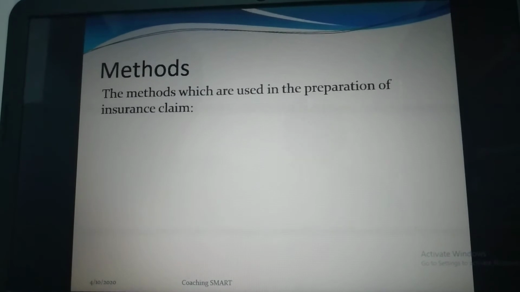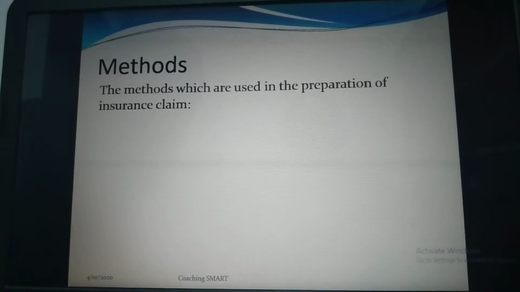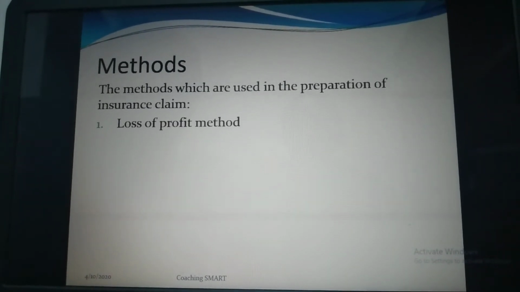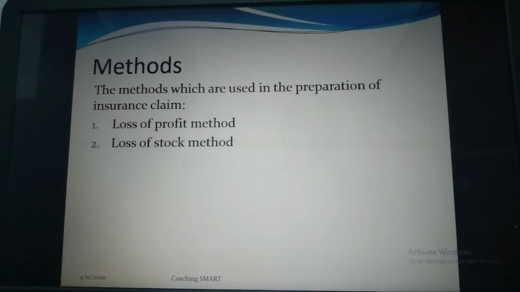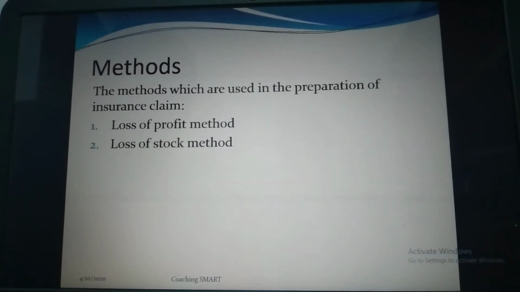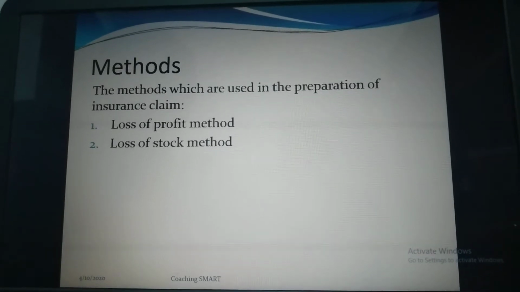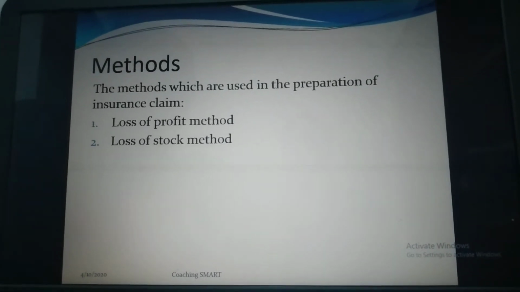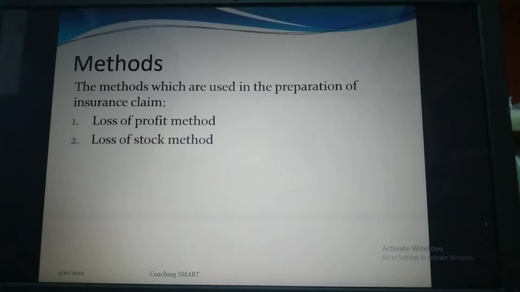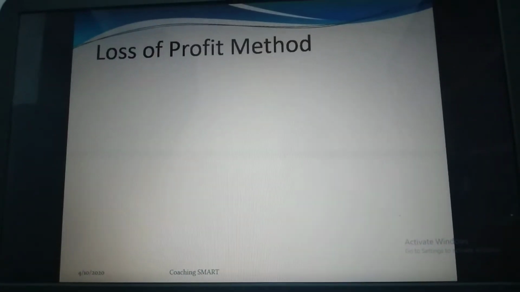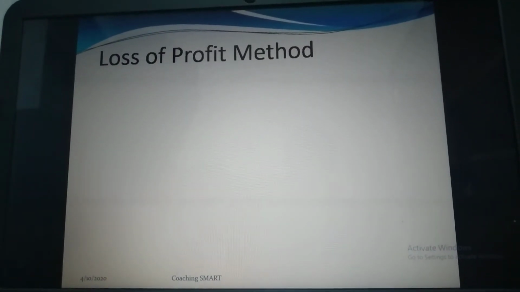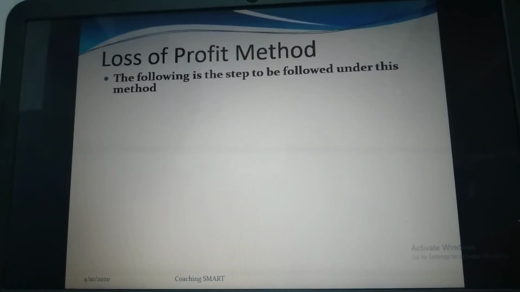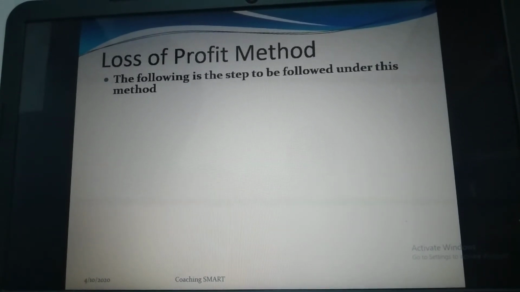So methods for insurance claim, there are only two methods. One is called loss of profit method. Two, loss of stock method. These are the most important methods used in the preparation of insurance claims. So we start with the first one, loss of profit method. The following are the steps to be followed under this method.